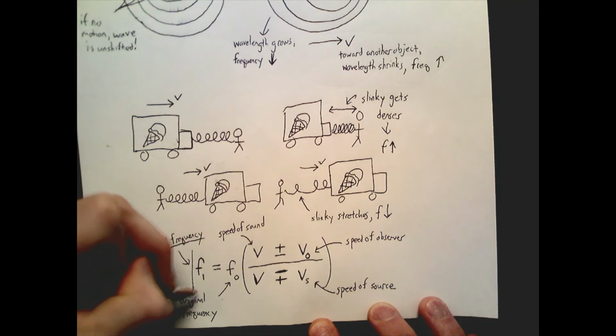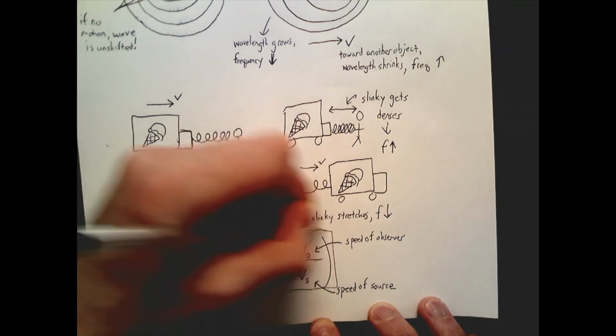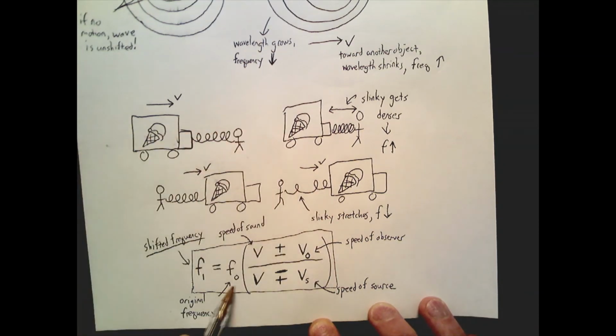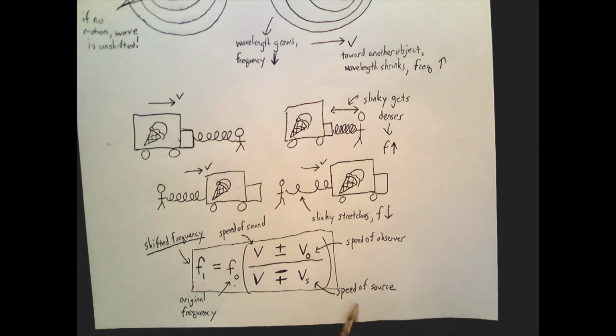So there's a lot here. Let's sort of unpack what's happening here. We have an original frequency. This is the frequency you would hear if there was no motion between anything. Just everything was standing still. It's going to be shifted to another frequency based on how the observer and the source are moving with respect to one another.